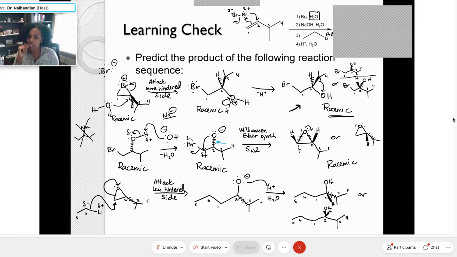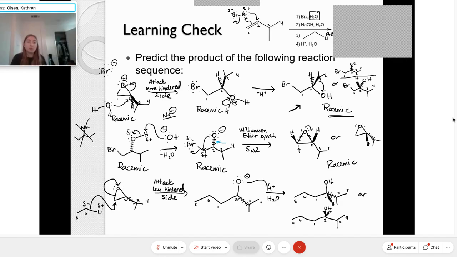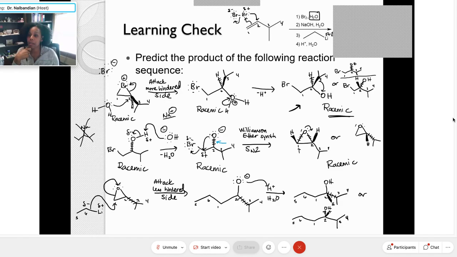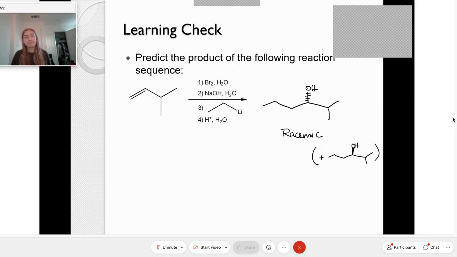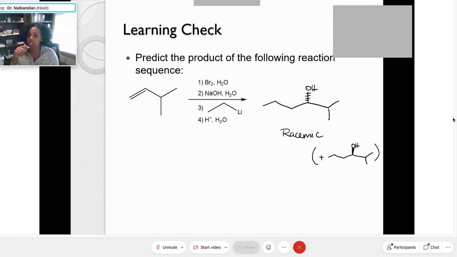When we're doing a reaction like this, do you want us to put racemic under all the steps that are racemic or just at the end? You can put it at the end. You just need to understand that they are racemic. They're not always going to be racemic. So you have to think about, are they racemic? Okay, thank you. Other questions?